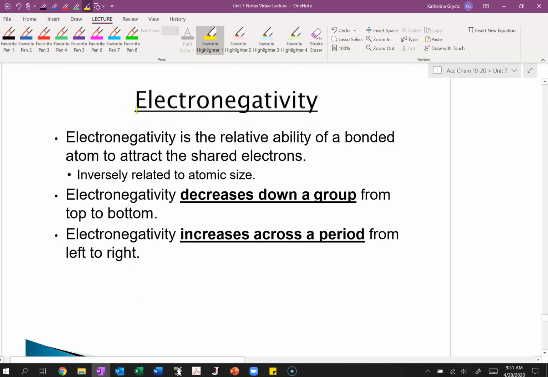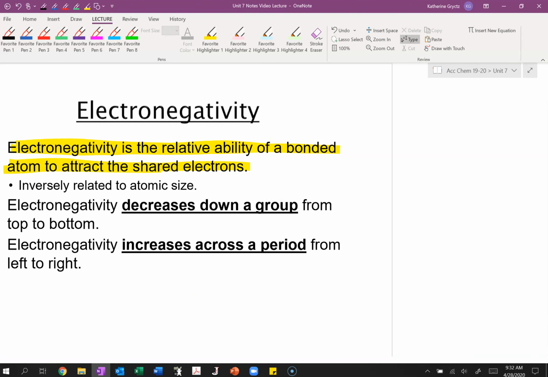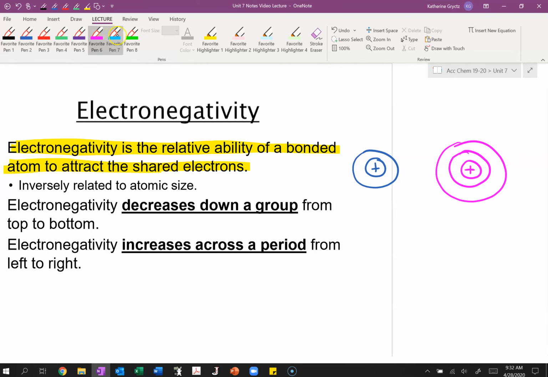Electronegativity. What you have to understand is what we're meaning by this. So electronegativity is the relative ability of a bonded atom to attract shared electrons. What that means is now for the first time we're going to compare two atoms to each other. So let's say we had an atom here and an atom here. Okay, the blue atom and the pink atom.